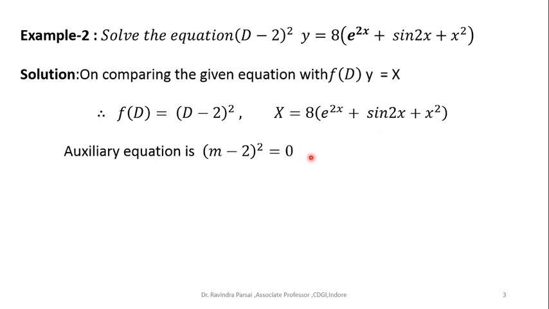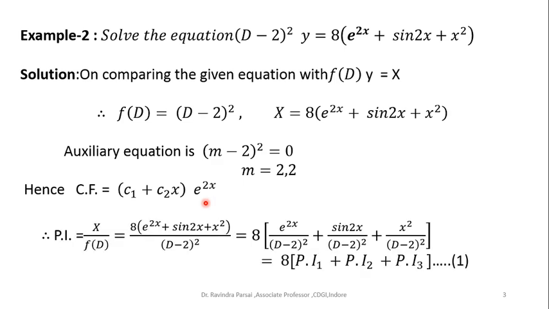We write the auxiliary equation as (m - 2)² = 0. The possible values are m = 2, 2, which are real and equal roots. Then how can you write the complementary function? We know very well, CF = (c1 + c2 x) e^(2x).